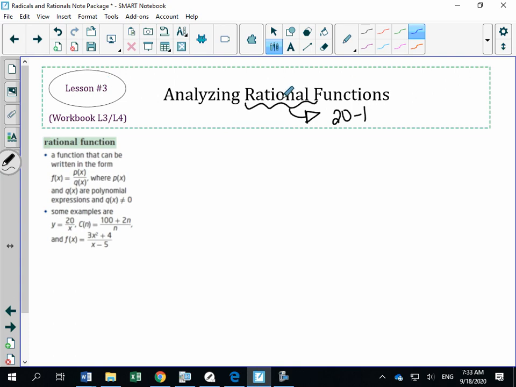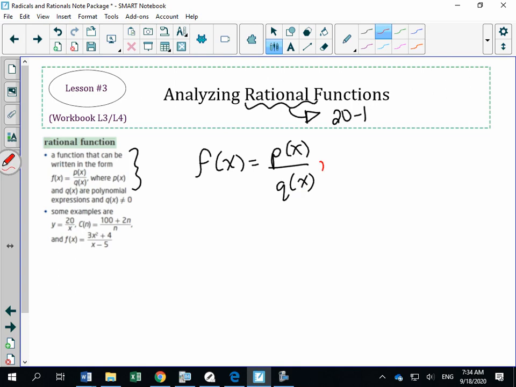Rational functions were first introduced to you in Math 20-1, and you were told that a rational is essentially a fraction. What we're going to be doing now is continuing with rational functions. The definition of a rational function is a function that could be written in the form f of x is equal to p of x over q of x, where both p of x and q of x are polynomials. So it's going to be fractions with a polynomial in your numerator and a polynomial in your denominator.